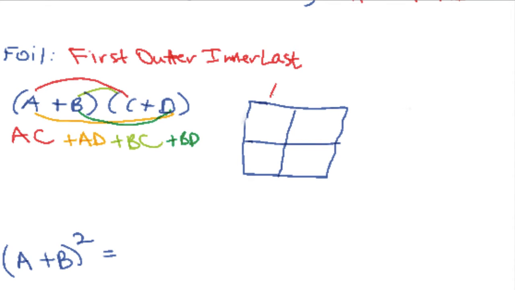If you're using the square method, you just put two of them up here, and then the other two down here, and then you just multiply. So A times C, B times C, and A times D, and B times D. And then you put plus signs in between them, and you'll get this answer right there.